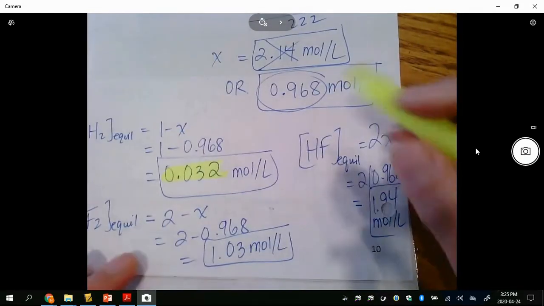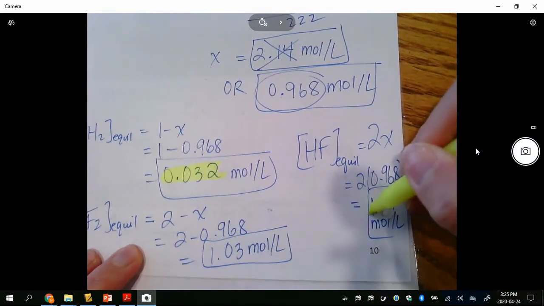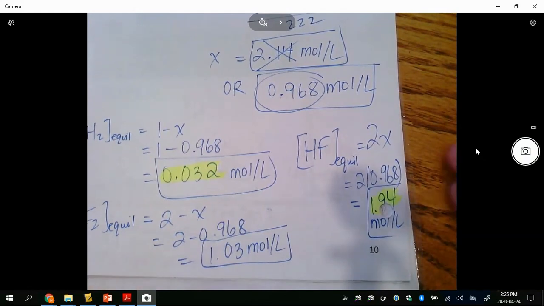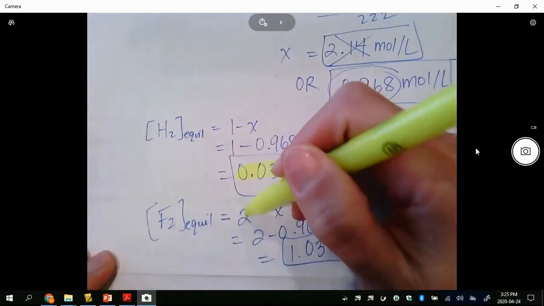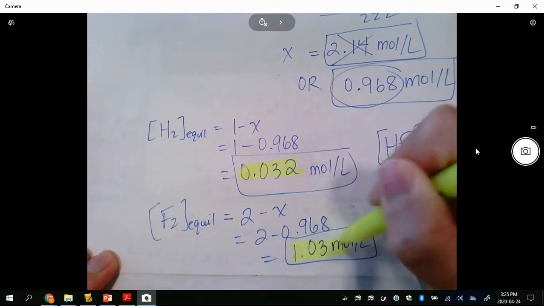HF at equilibrium is 2 times x, so 2 times 0.968 gets you 1.94 moles per liter. And then finally, F2 at equilibrium is 2 minus x, so 2 minus 0.968 gets you 1.03 moles per liter.